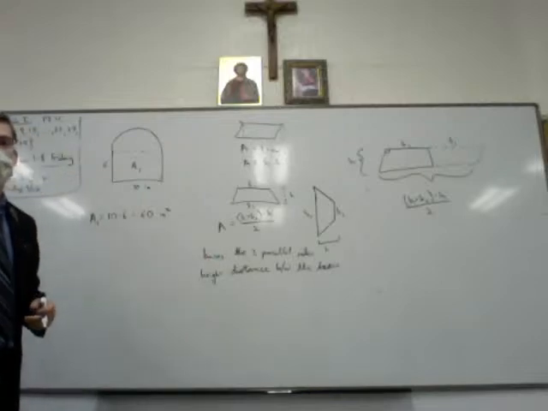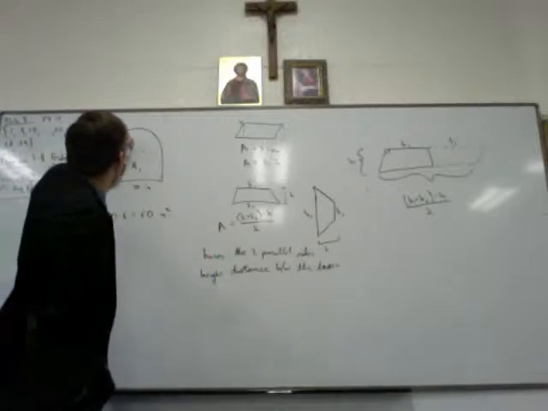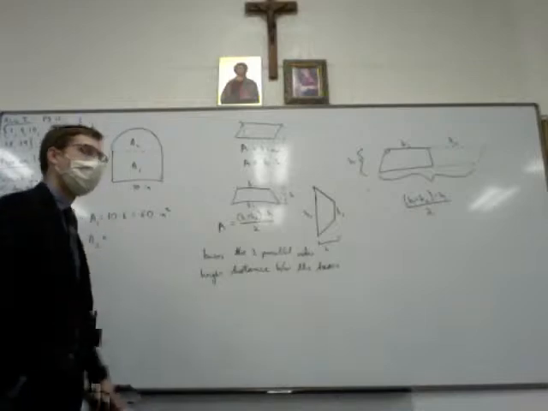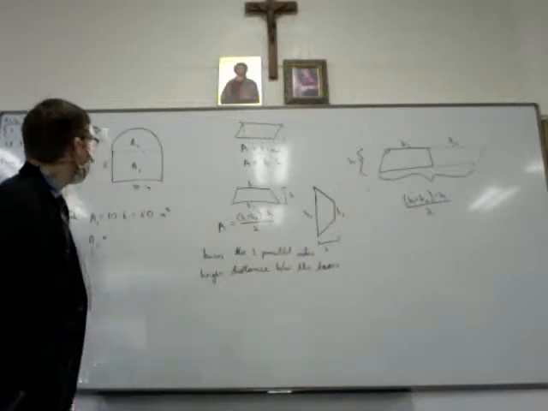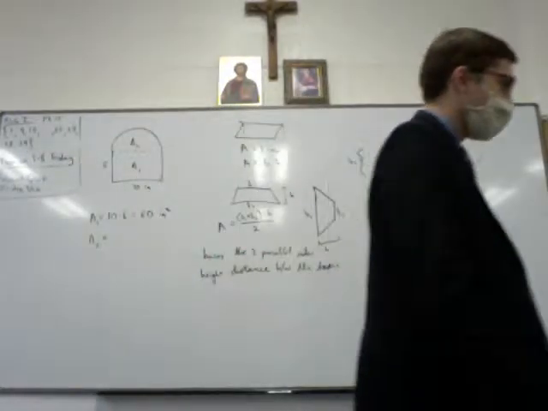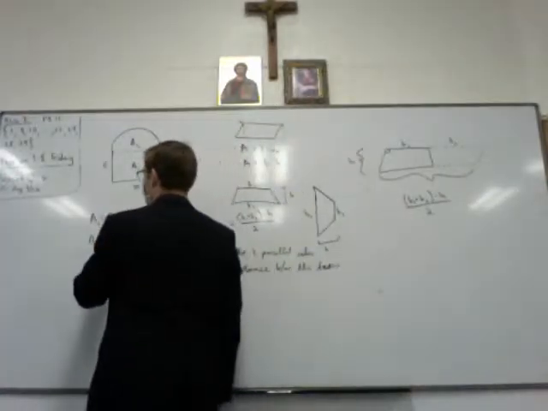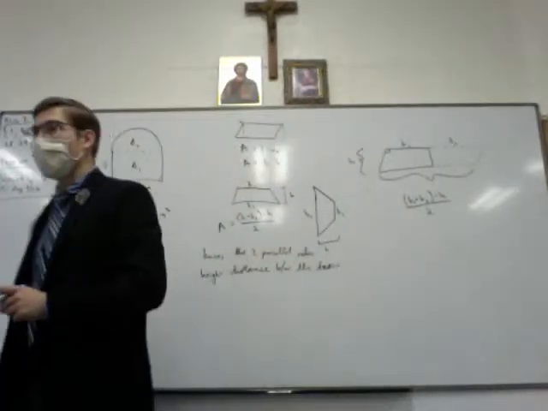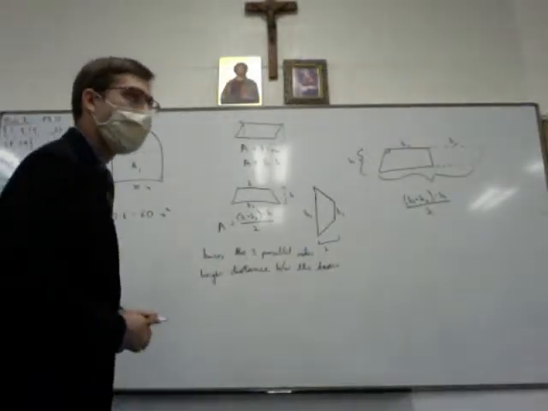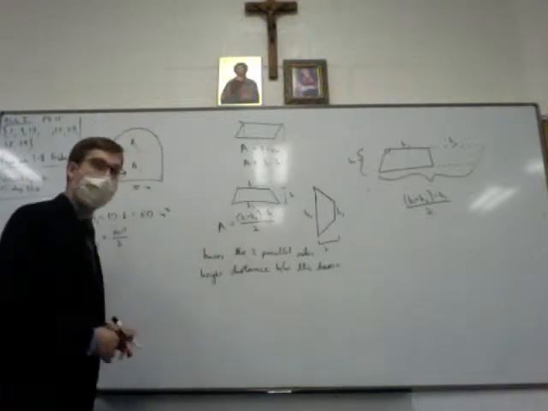Okay, but that's only part of the area. What else do we still need to find the area of this? The half circle up top. We'll call that area 2. How are we going to find area 2? What kind of thing is area 2? It's a semicircle. So how are we going to find the area of a semicircle? Don't use any numbers. Just tell me the formula for the area of a semicircle. Pi r squared divided by 2, right?